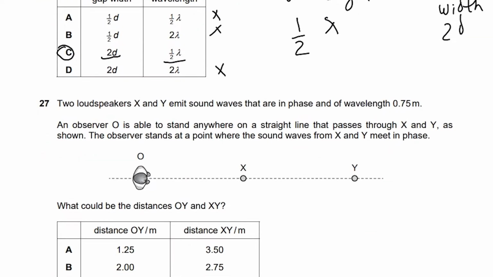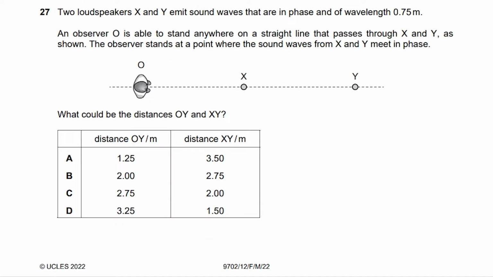Question number 27. Two loudspeakers X and Y emit sound waves that are in phase and of wavelength 0.75 meter. An observer O is able to stand anywhere on a straight line that passes through X and Y as shown. The observer stands at a point where the sound waves from X and Y meet in phase. What could be the distances OY and XY?